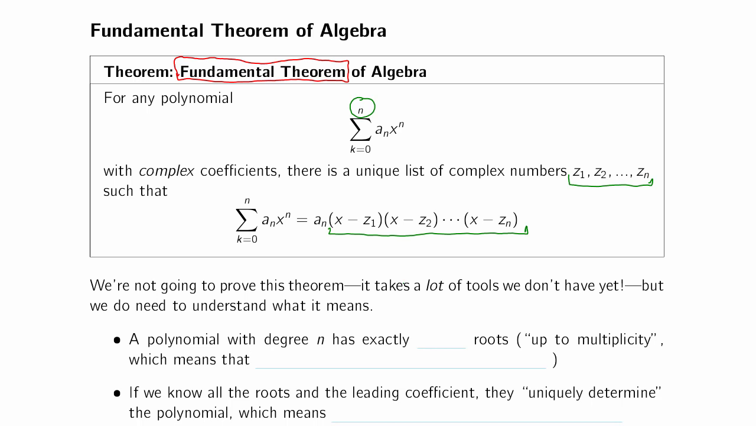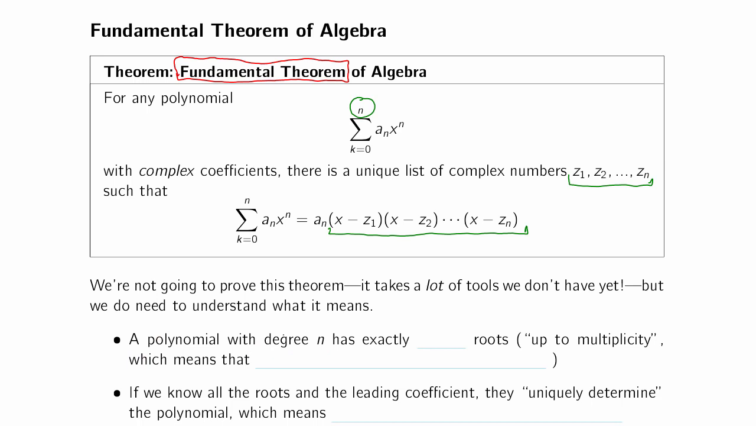We don't have the tools to prove this theorem yet. We need kind of the big guns of calculus in order to actually prove this theorem. It's not that easy. What we can do is interpret and apply this theorem. So what does this say?